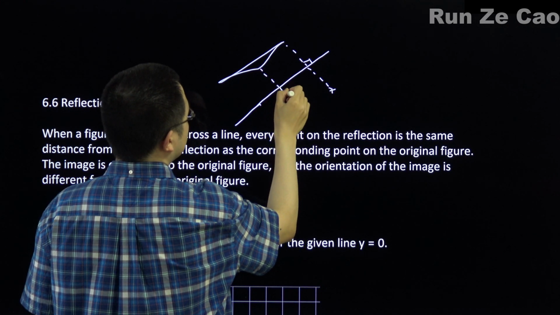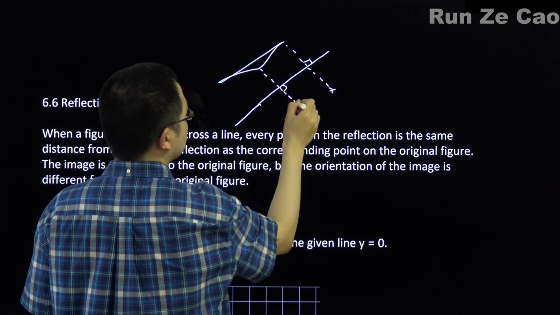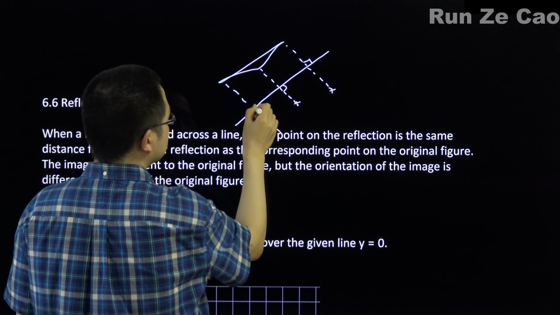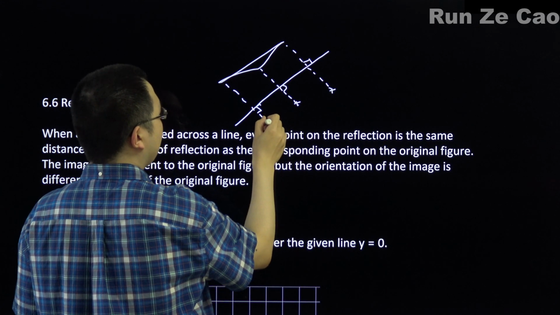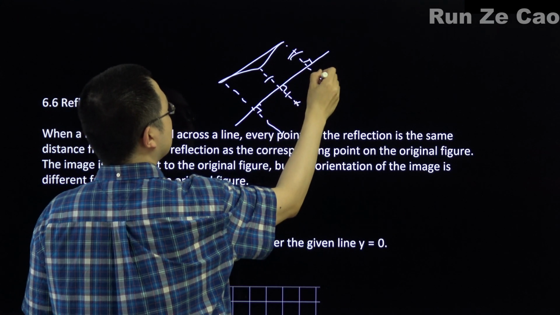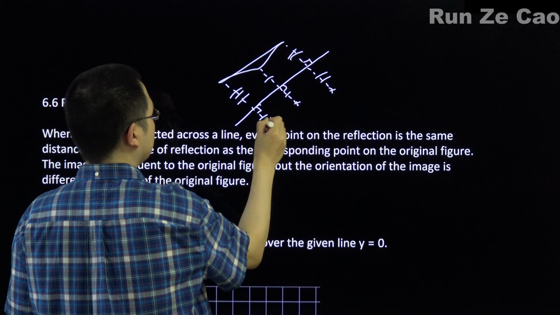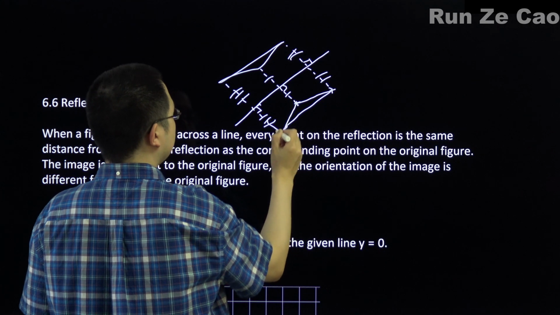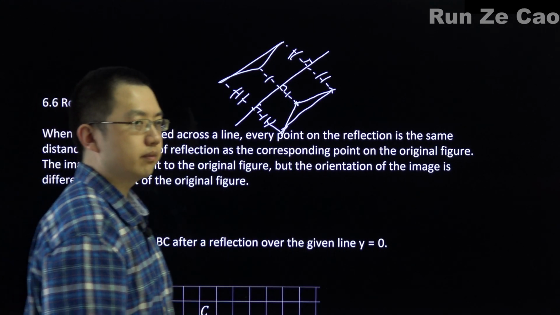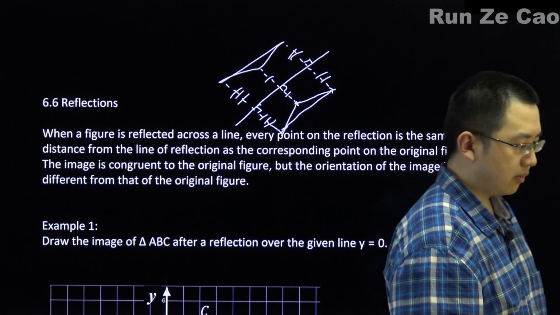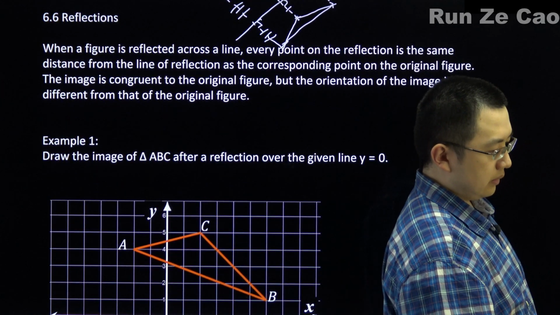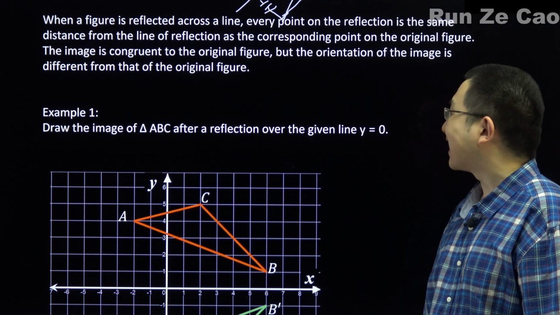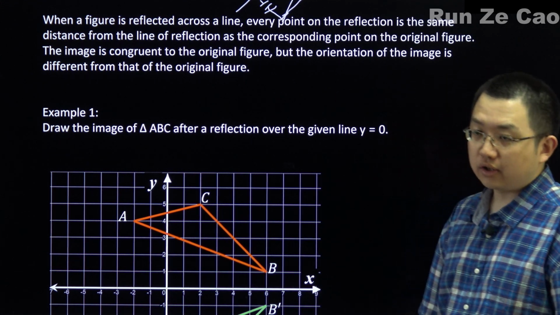And same here. This is approximate, by the way, this diagram. And same here. So you're drawing perpendicular lines that are the same length. And then you're connecting them. Yeah, please use a ruler if you can. So the orientation of the image is different from the original figure because it's been reflected. And the image is congruent to the original figure.